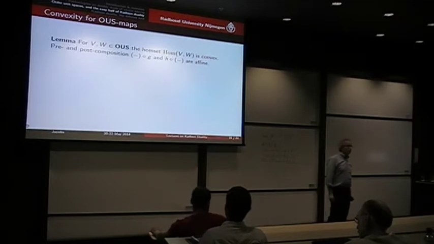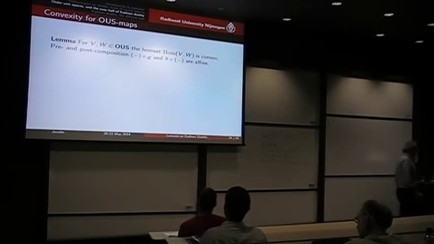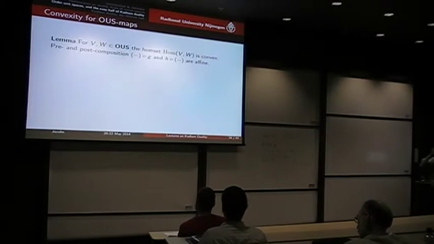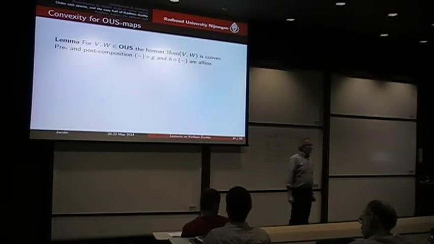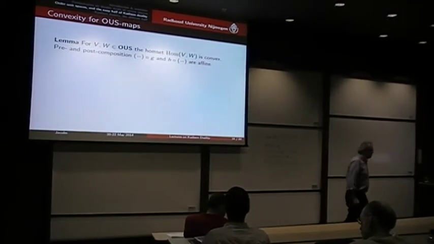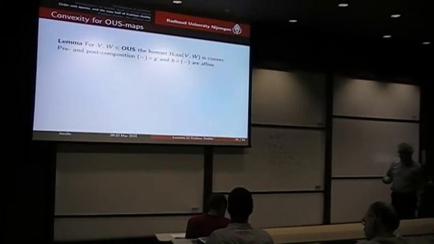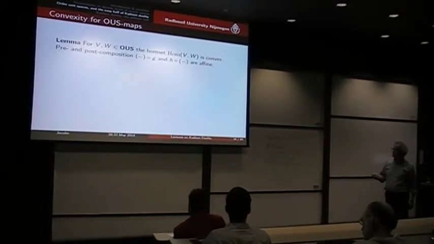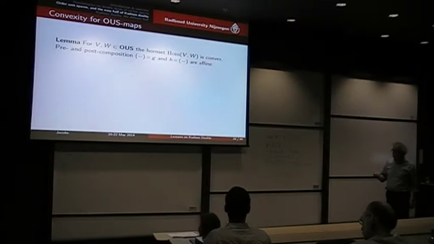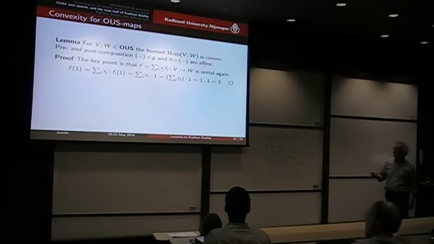What is worthwhile pointing out is that the set of maps between two order unit spaces carries some algebraic structure. Namely, it has the structure of a convex set. So if I have a finite collection of maps Fi from V to W and some real numbers that add up to 1, I can form this function simply pointwise.